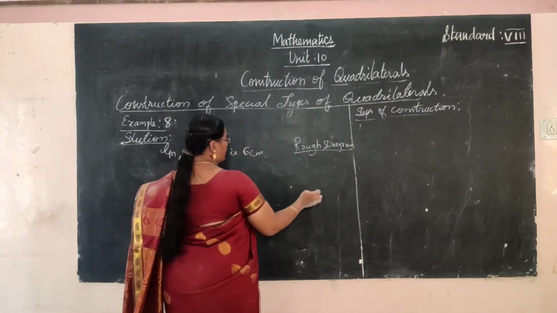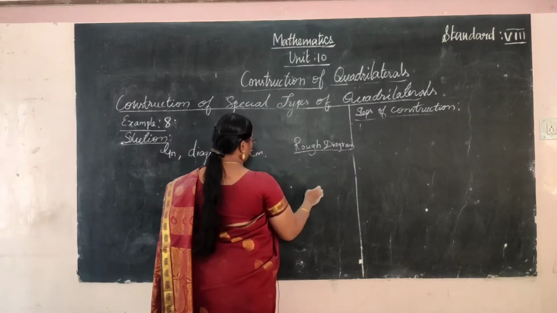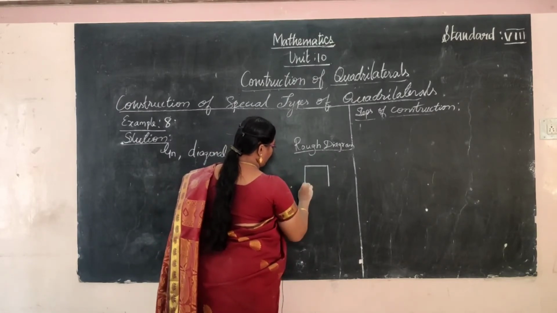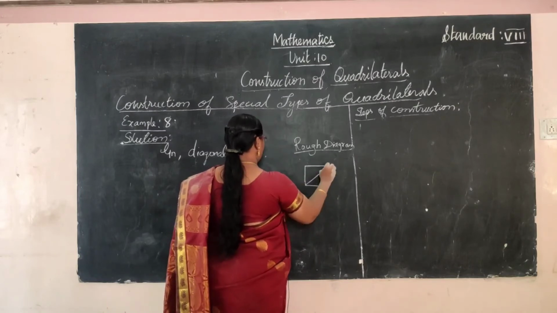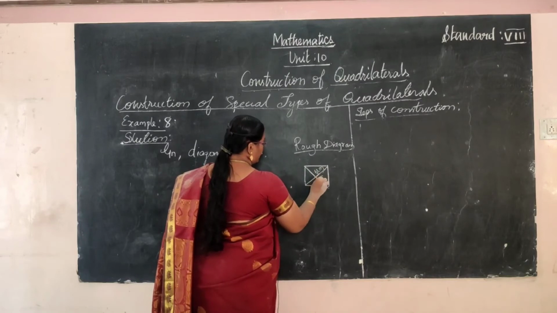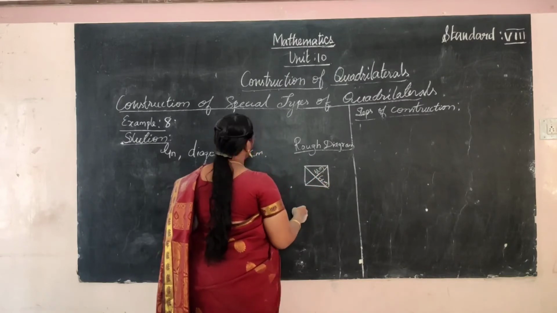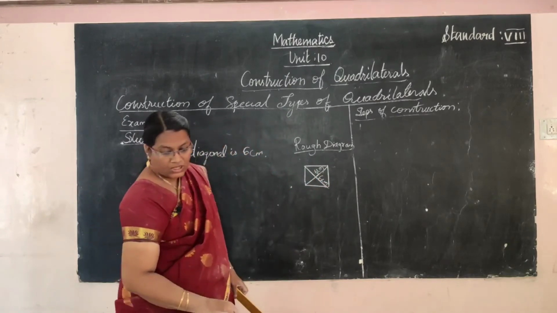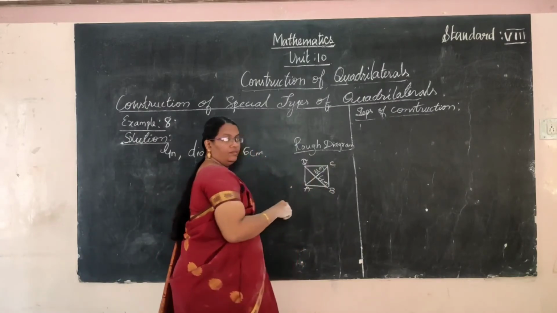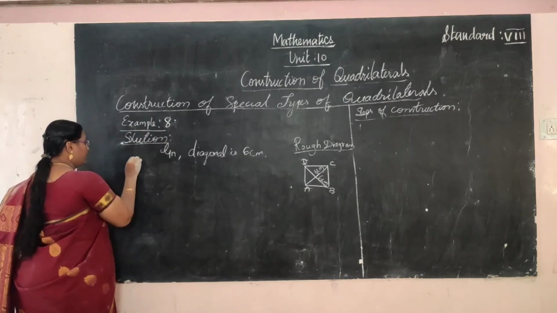So what is that first one? Only the diagonal is given. So draw the square. Diagonals are equal. Here 6 centimeter, here also 6 centimeter. Other values are not given. So A, B, C, D is given. Now draw the fair diagram.